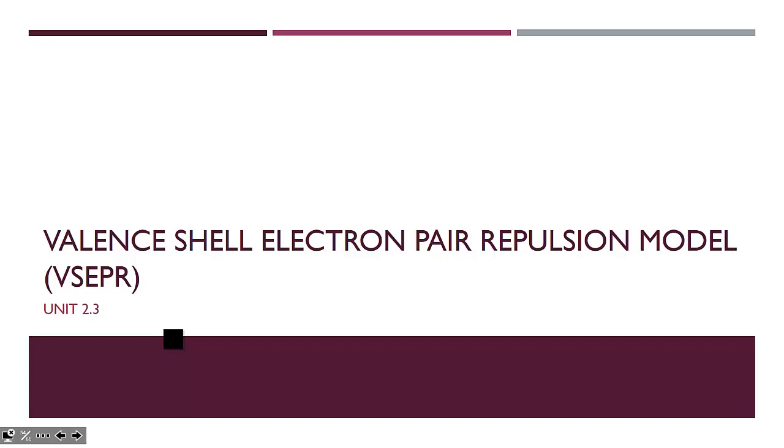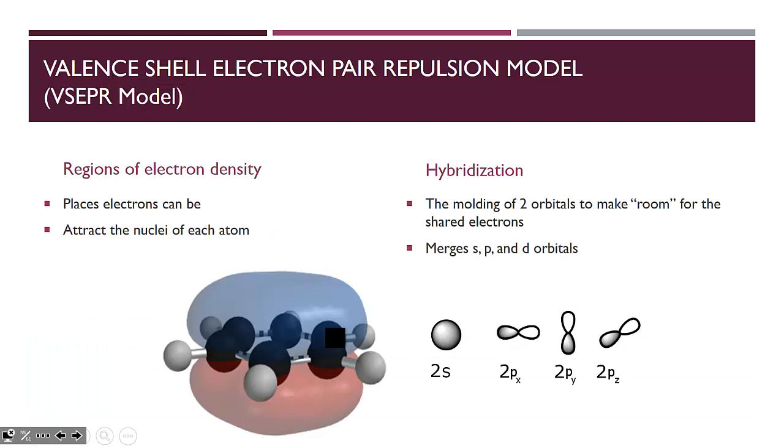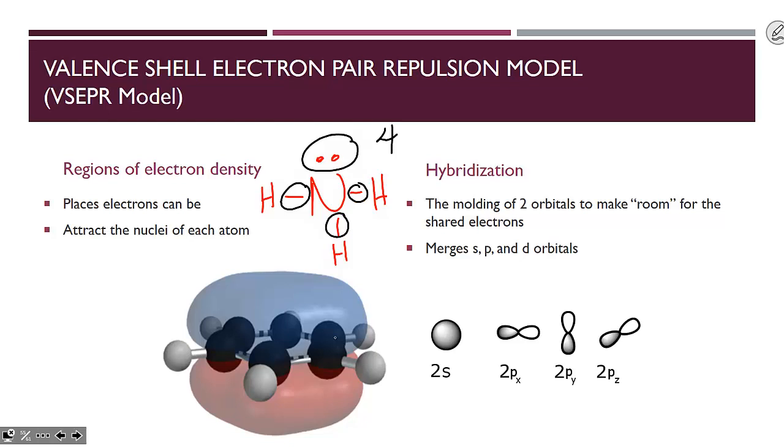So let's go over the valence shell electron pair repulsion model. Before we do, we have to get a couple vocabulary words out of the way. In a bond, a region of electron density is a location around the nucleus where an electron can be. Now, a region of electron density is any lone pair or bonded pair around a central atom. So in ammonia, there are 4 regions of electron density.